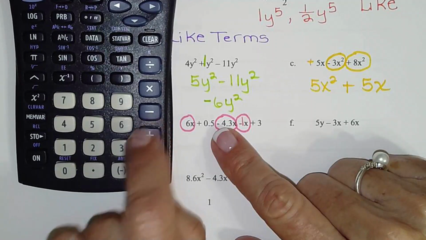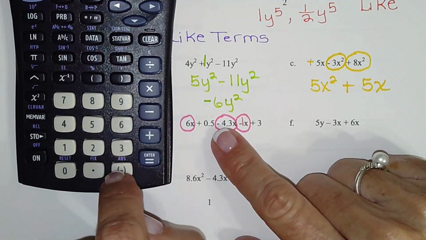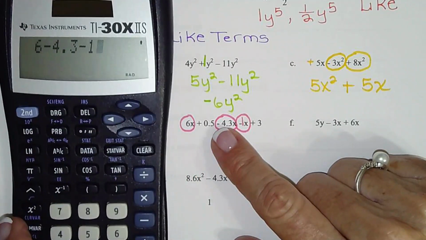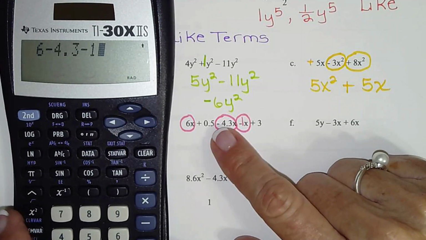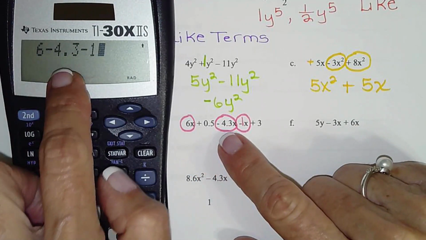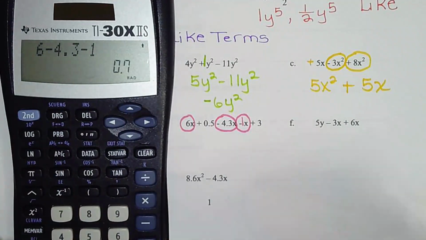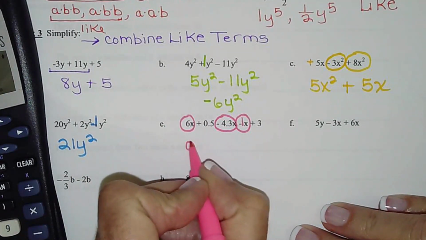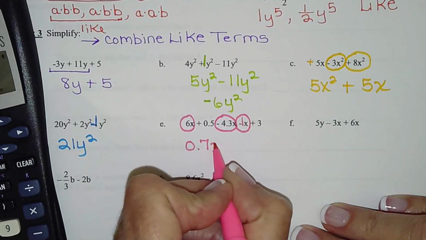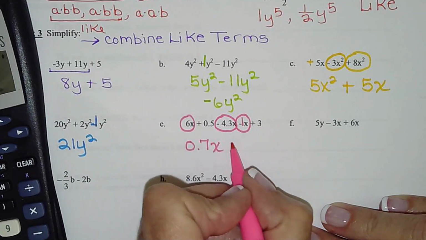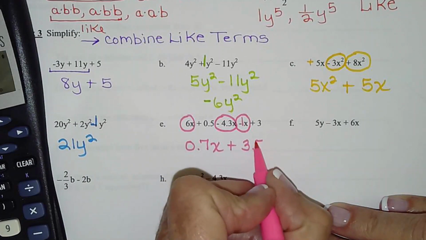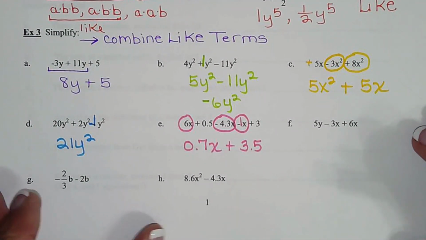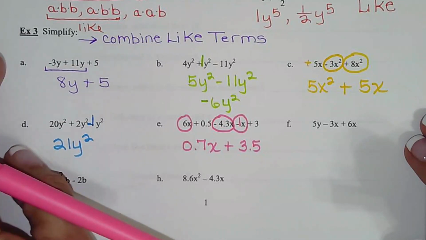That's the first thing I teach when I do my calculator workshop: these cannot be used interchangeably. If you do, you'll get an error message on your calculator. So 6 minus 4.3 minus 1 is 0.7 as predicted. So 0.7x. And then 3 plus 0.5 is 3.5. You can do that on your calculator if you can't do it in your head. Is everybody good with that?